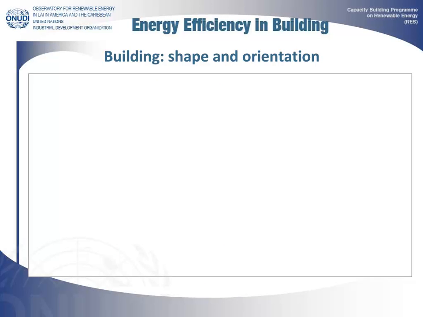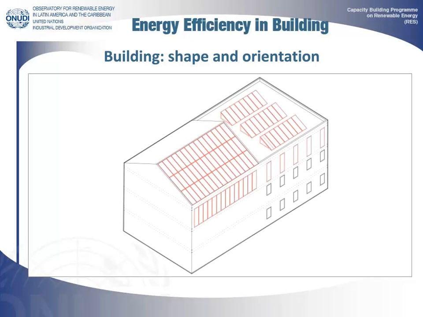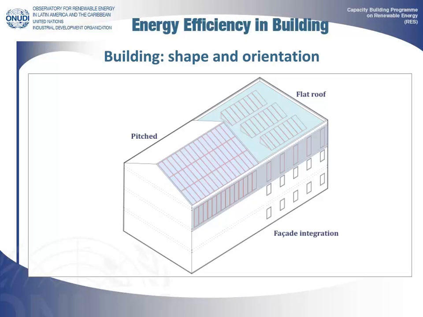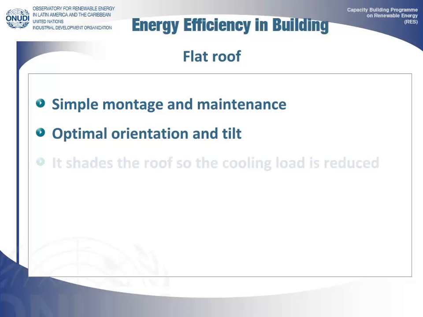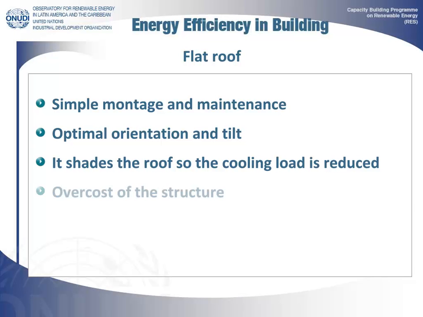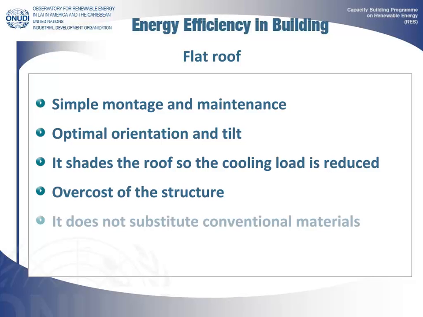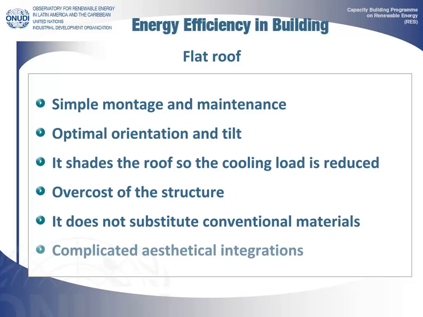The orientation and shape of the building strongly influences the installation of active solar systems, especially when such systems were not installed while the building was under construction. The three main structures are a flat roof, a pitched roof, and integration on the facade. Flat roofs usually facilitate the mounting and maintenance of the systems, since they allow the orientation and tilt of the modules to be varied. Thanks to the shading projected by the modules, the roof can reduce the cooling load.